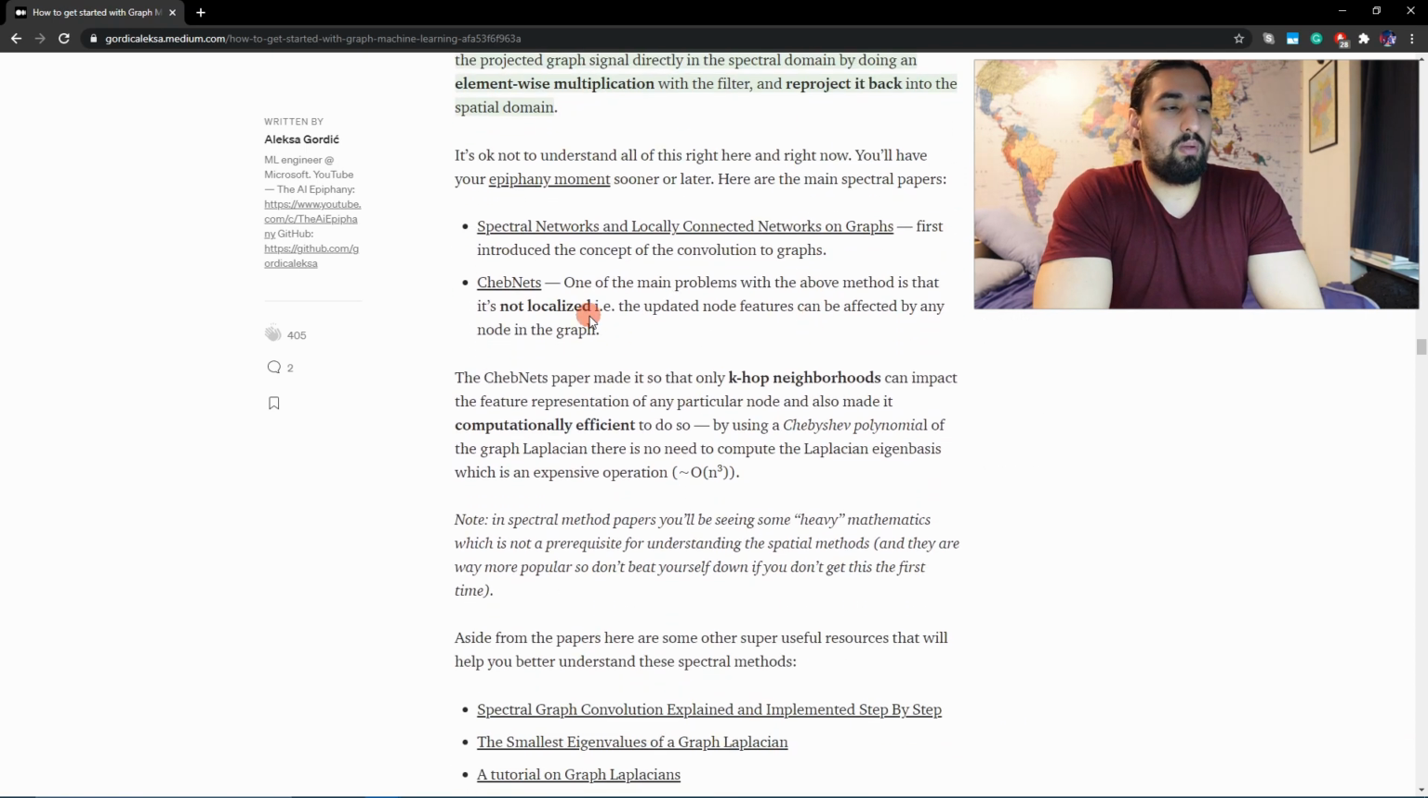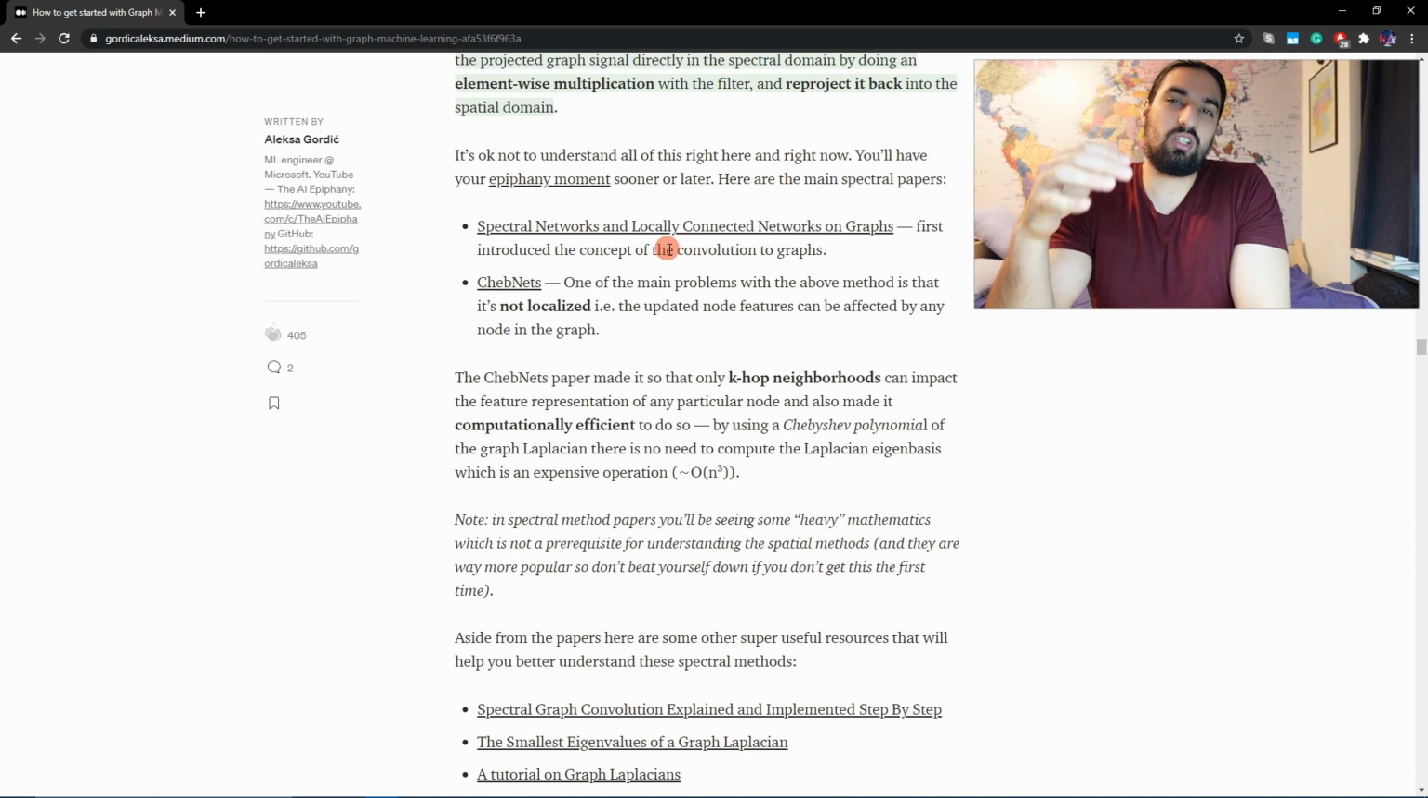I've linked two important papers here. This one is the most important one, Spectral Networks and Locally Connected Networks on Graphs, and ChebNets just localized that method.